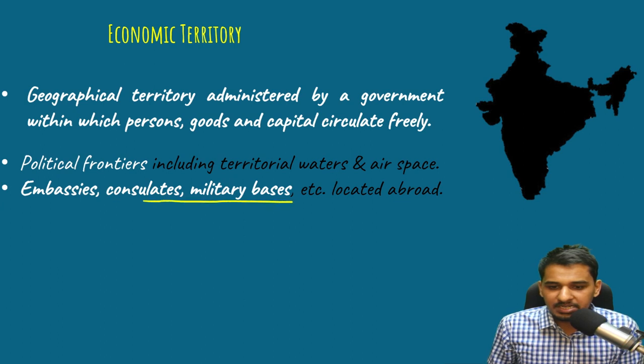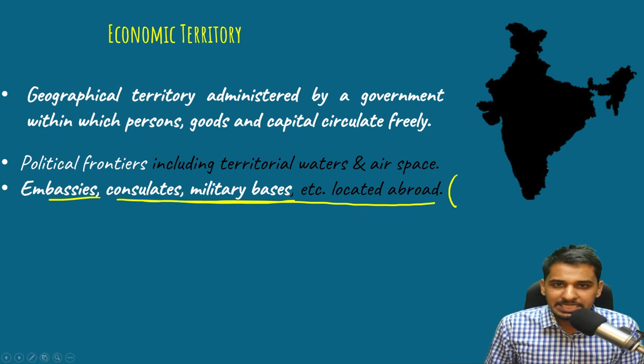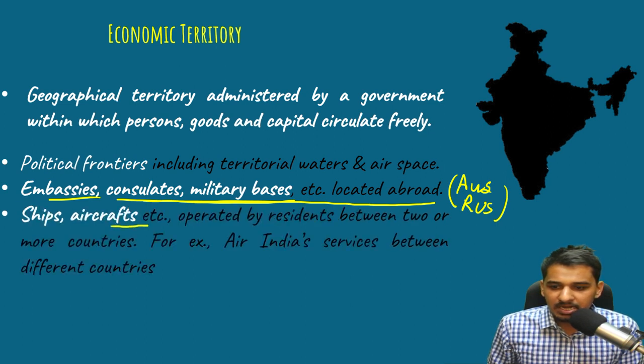Embassies, consulates, military bases, etc. located abroad form part of India's economic territory. So all the embassies, consulates and military bases of India. Similarly, all the embassies, military bases, etc. of foreign countries in India, such as of Australia or of Russia, will not be part of our economic territory.